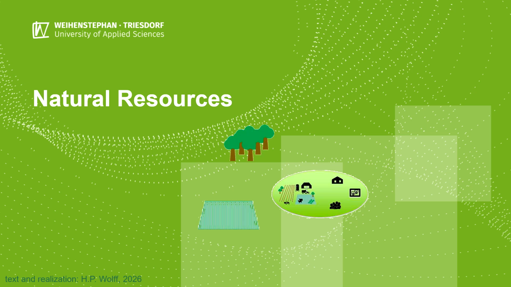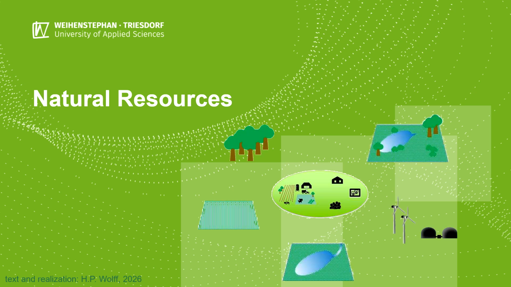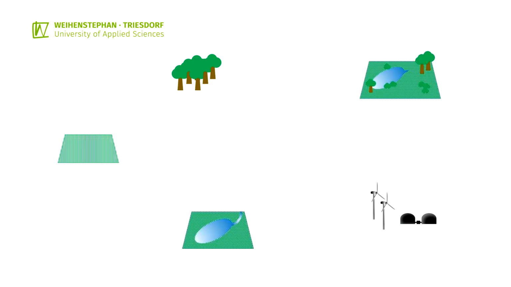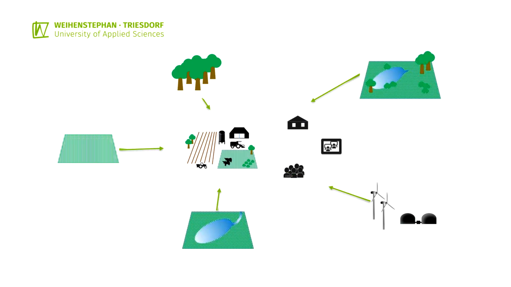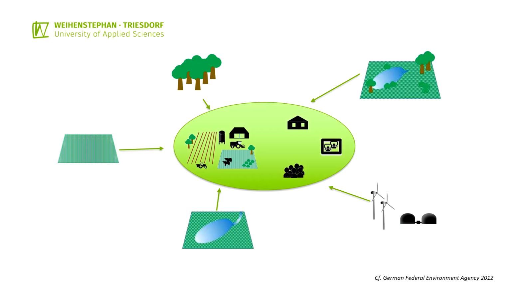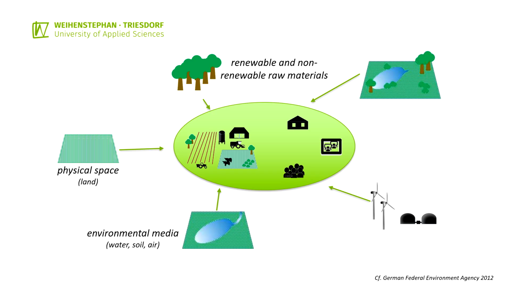Basic considerations on natural resources. Natural resources are not only essential production factors for agriculture, but contribute also to achieving goals in other sub-areas of a farming system. Natural resources can be divided into 5 categories: renewable and non-renewable primary raw materials, land, or more generally, physical space, the environmental media water, soil, air, flowing resources such as geothermal heat, wind, tidal and solar energy, and biodiversity.